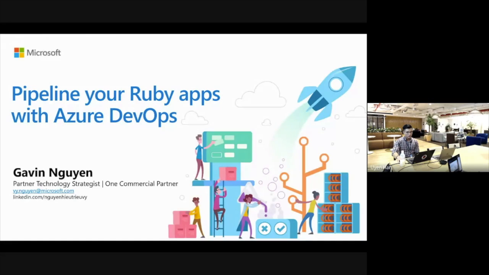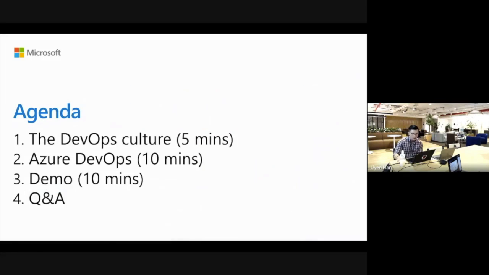Let me move on to the next slide. So here is my agenda for today. Actually, I was notified that I have like 30 minutes to present. So the first 5 minutes is about the DevOps culture. The next 10 minutes, I will talk about Azure DevOps, and for the last 10 minutes, I will have a very simple demo, a very simple showcase for you guys, and then we can have a Q&A session.